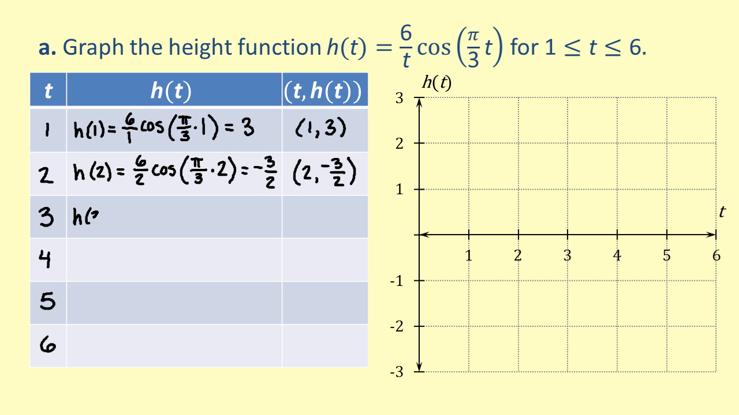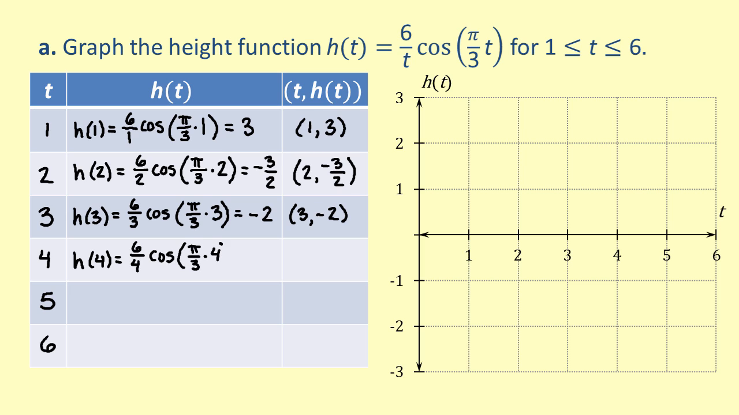So h of 3 equals 6 over 3 times the cosine of pi over 3 times 3, which equals negative 2. This gives us the point (3, -2). Then we have h of 4 equals 6 over 4 times the cosine of pi over 3 times 4, which gives us negative 3/4. So we have the point (4, -3/4).